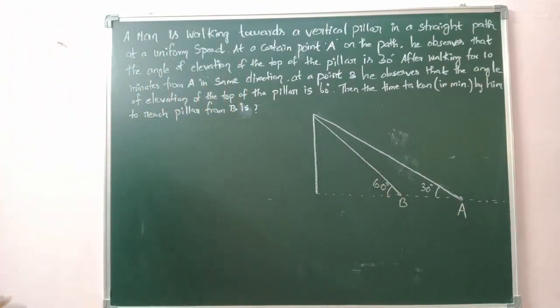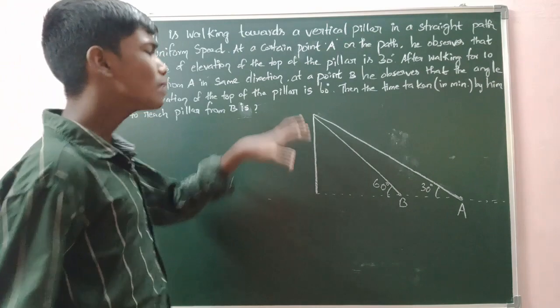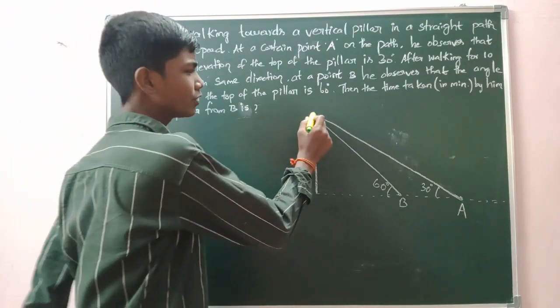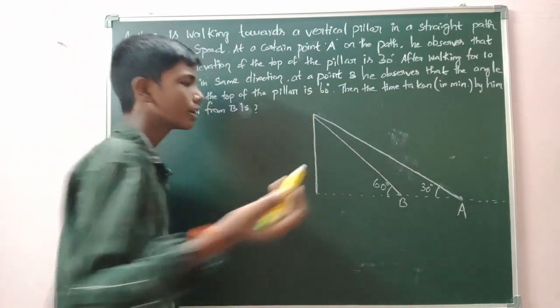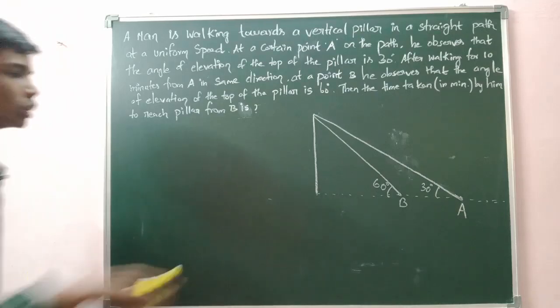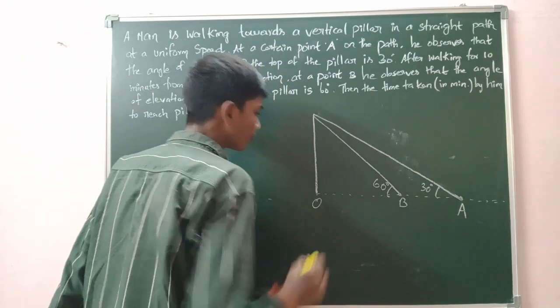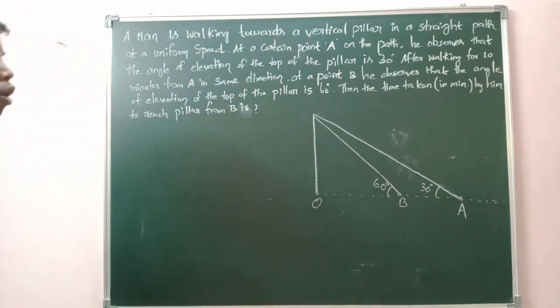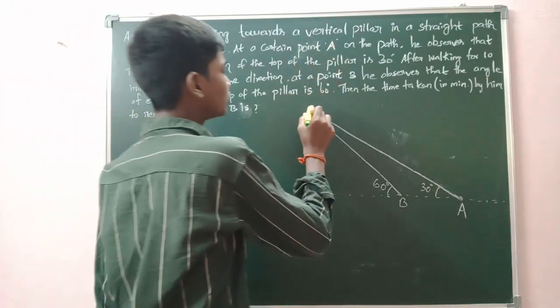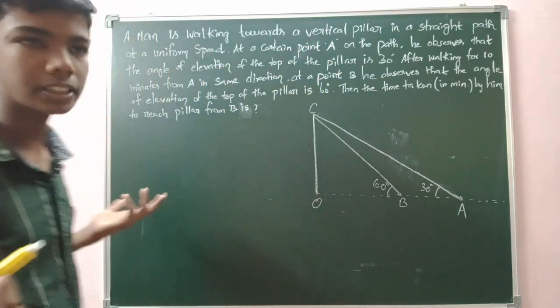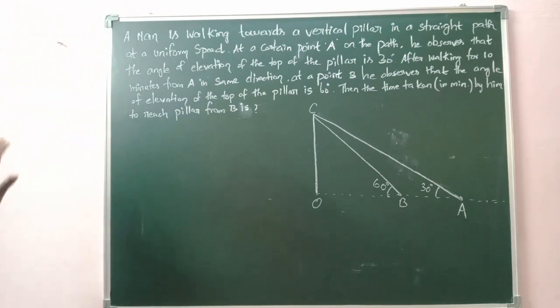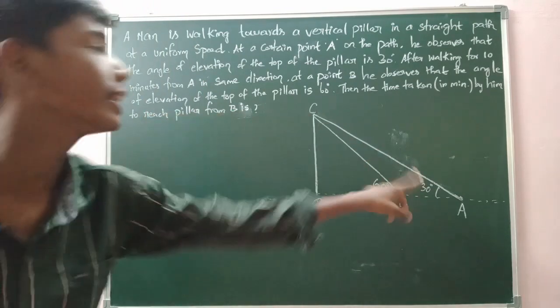Now let me name some of the points here. This point is not named, and also this point is not named. So let me name this point as O, and let this be C. For example, I am saying let this be C. But the given points in the question are A and B.